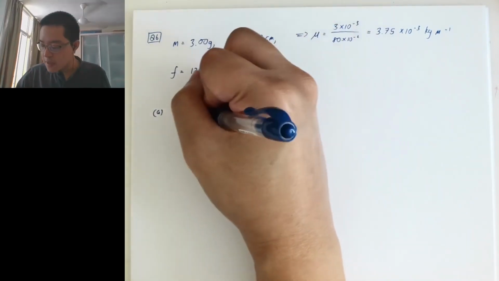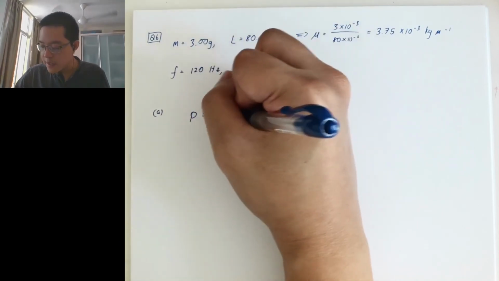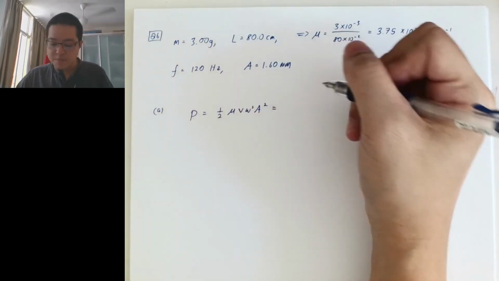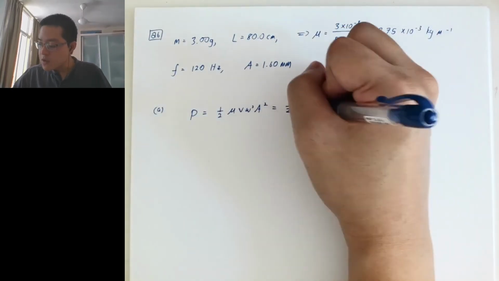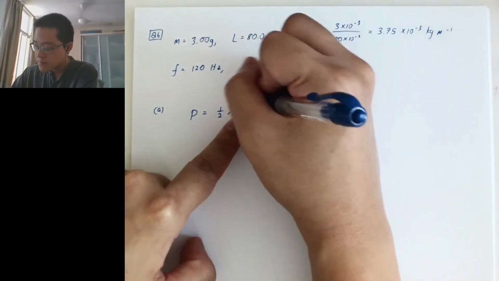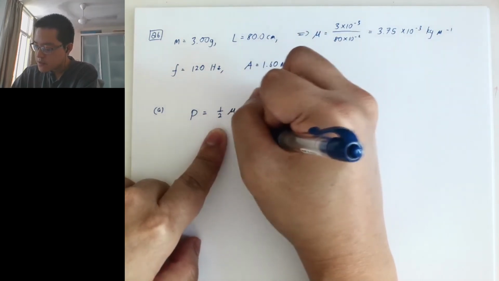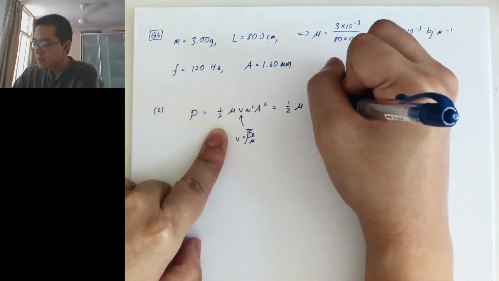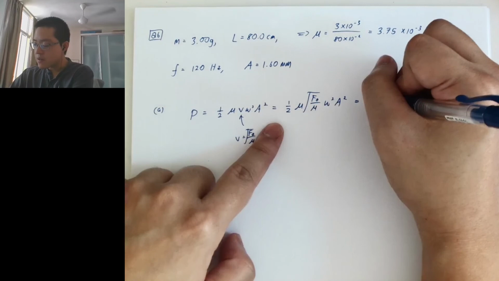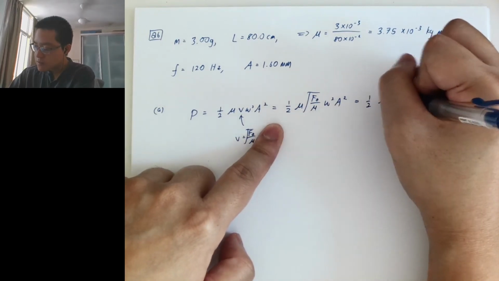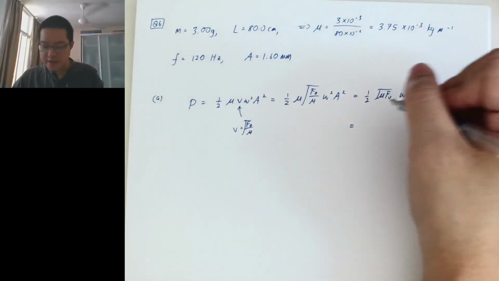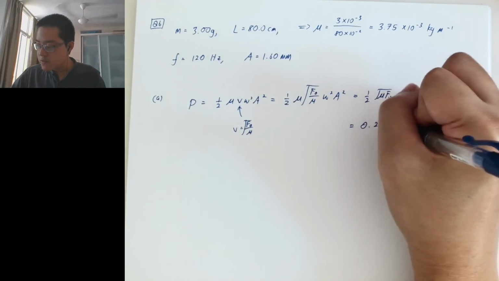So for the average power, the formula that we derived last time is half mu v omega square a square. So just plug in all the values, right? The only thing that we don't know is the v. Now the v is just the square root of the tension over the mass per length. So I got this now, and omega square a square. So if I put this in, I can compute the final answer to be 0.223 watts.